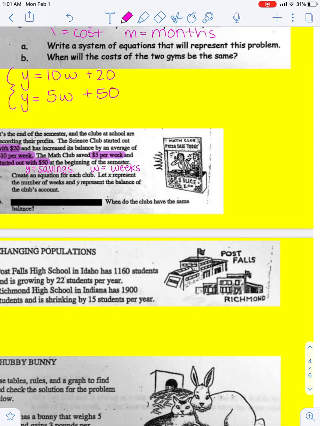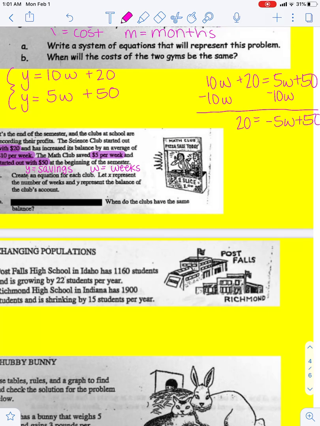So we have our system of equations here, and it says, when do the clubs have the same balance? So we're trying to figure out that number of weeks. So I'm going to set 10W plus 20 equal to 5W plus 50. So I'm going to subtract 10W from both sides. To get 20 is equal to negative 5W plus 50.